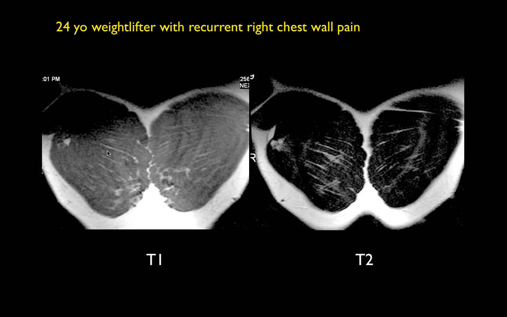Here's a 24-year-old weightlifter with recurrent right chest wall pain. Now, this is one where on the T1 weighted image, we can actually see that there's some high signal here near the musculo-tendinous junction. That means that that's fat there. But if we compare it to the T2 weighted image, there is some fat there, but also there's more increased signal intensity on the T2 weighted image, which means that there are some cystic fluid collections adjacent to the fat.